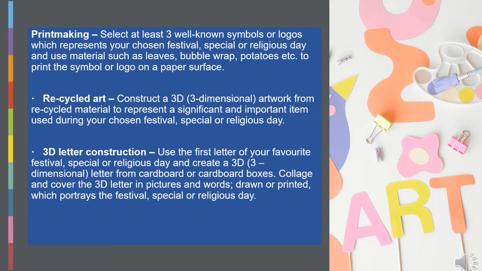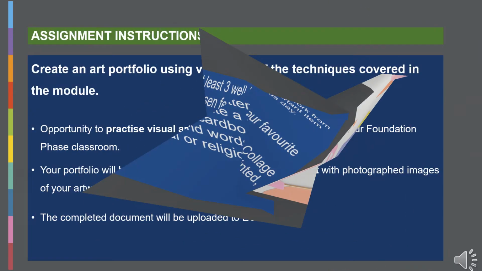Your final artwork is a 3D letter construction, and this is where you use the first letter of your favorite festival, special or religious day and create a 3D, again 3-dimensional, letter of a cardboard or cardboard box. You need to then collage this letter and cover this 3D letter in pictures and words. These can be drawn or printed, and these need to portray the festival, special or religious day that you are representing.